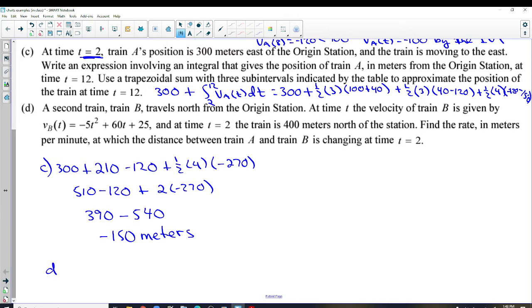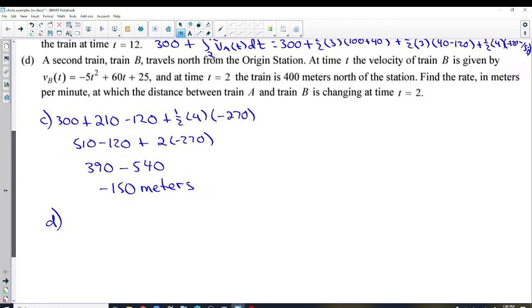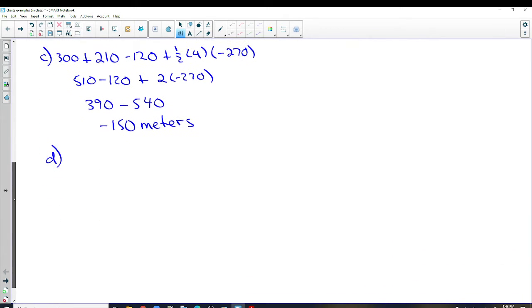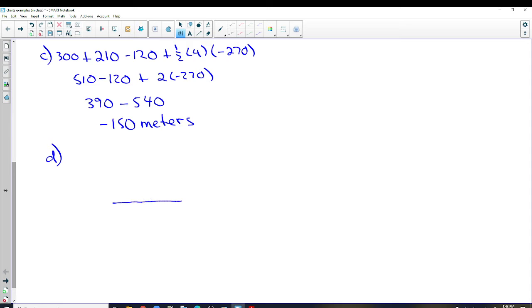D. A second train, train B, travels north from the origin station. At time t, the velocity of train B is given by, that's the velocity. So we have a chart for A, we have an equation for B. And at time t, the train is 400 meters north of the station. Find the rate in meters per minute at which the distance between train A and train B is changing at time t equals 2. So A is traveling east, B is traveling north.